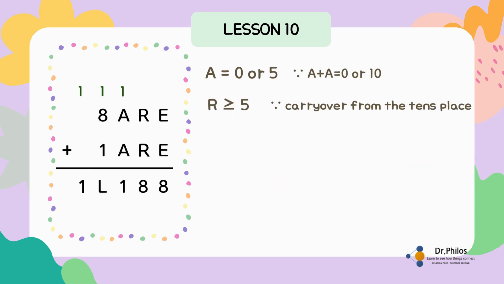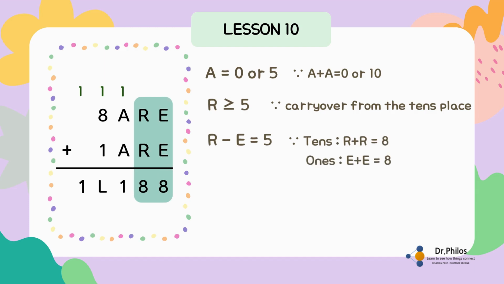Next is R minus E equals 5. Adding R in the tens place and E plus E in the ones place both give us an 8. That means the difference between R and E is 5. But look, the total in the tens place is an even number. That means we did not get any carryover from the ones place. So, E must be less than 5. And R minus E equals 5. That makes R a 9 and E a 4.